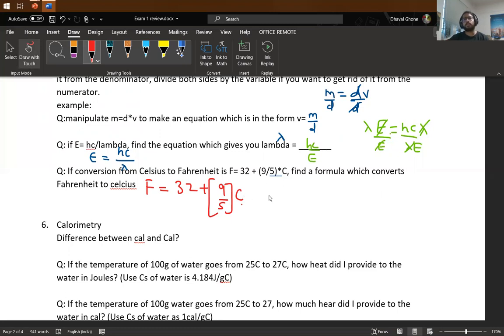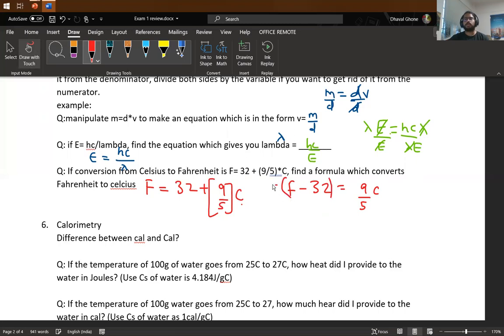Okay, I'm gonna go ahead and solve this question. To solve this one, first thing I see is I have two terms. I have 32 and I have 9 over 5 C. I'm gonna keep the C the way it is. I'm gonna move this 32 to the other side, so I'm gonna subtract 32 from both sides. So I will get F minus 32 equals 9 over 5 C, and then the 32 from here got cancelled off, 32 subtracted. Okay, and then this is one term now.